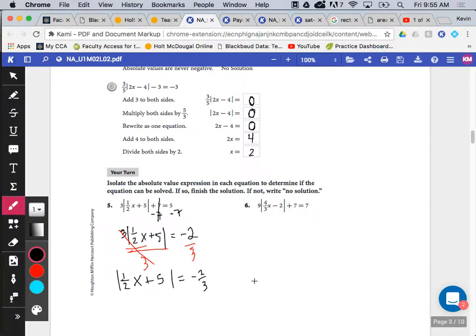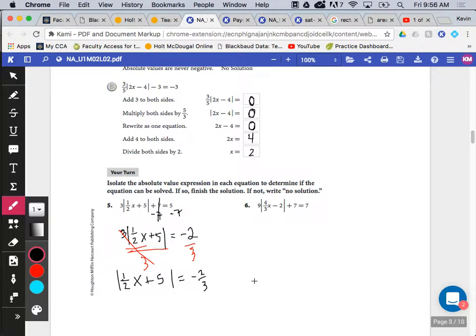But wait a second. Who sees something wrong? Yes, ma'am. You have to take... No, not just yet. That was a good idea if I had to go there, but yes, this is an absolute value equation. This is equaling a negative number. This inside of the absolute value equals a negative number. Can the absolute value ever be negative?